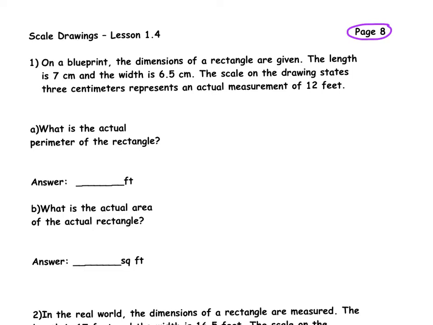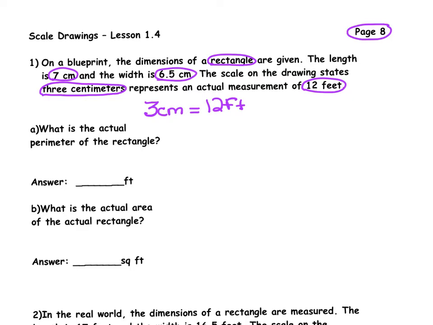Problem number 1 states, on a blueprint, the dimensions of a rectangle are given. The length is 7 centimeters and the width is 6.5 centimeters. The scale drawing states that 3 centimeters represents an actual measurement of 12 feet. That's critical. We're going to write down our scale factor. 3 centimeters equals 12 feet. Please record that on your notebook paper.